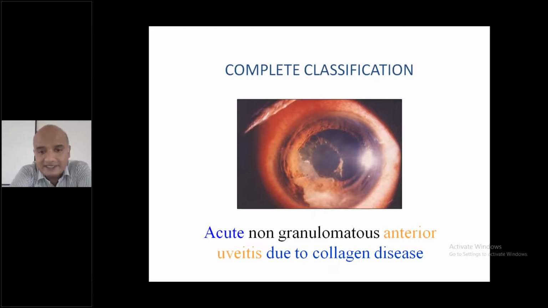So if you see a picture like this, you have to describe it. For example, in this picture, the duration is less than 3 months. KPs are present which are not mutton fat KPs, so it is non-granulomatous. The anterior part is involved. The posterior segment we are not able to see. So it is acute non-granulomatous anterior uveitis due to collagen disease. So this is the complete classification of the condition. Usually, if the condition is acute non-granulomatous and the anterior part is involved, then the etiology is commonly regarded as collagen disease or connective tissue disorder.